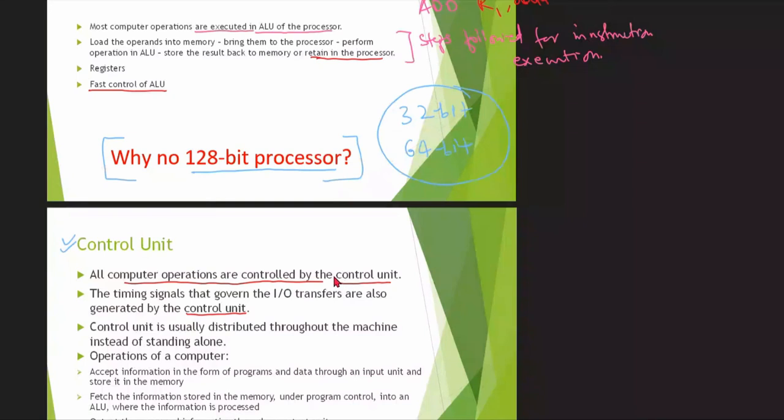What function needs to be performed, and at what particular time it needs to be performed, that is also controlled by the controller. So there is a timing signal that also governs the input-output transfer. As we are putting some data from an external device like a keyboard to the memory, loading the operand into the memory, that is done by the keyboard. If we are putting some data from the keyboard to the memory, that is considered input-output data transfer. We are transferring the data from the input device, so that will also be controlled by the control unit.